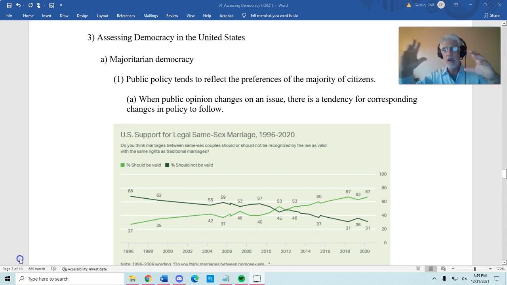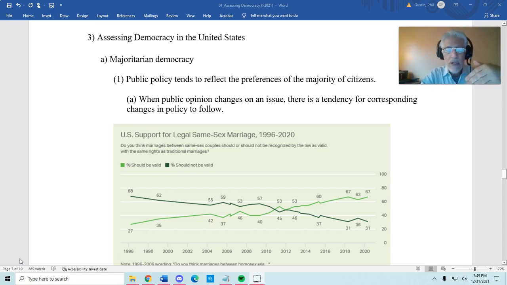If the public holds a strong view on something over time, eventually the government will adopt the policy that the public wants. And it's pretty clear why that might happen, because if those policies don't get adopted and the majority want them, they'll vote government leaders out of office and put in people who are going to adopt those kinds of policies. So that's the general idea.